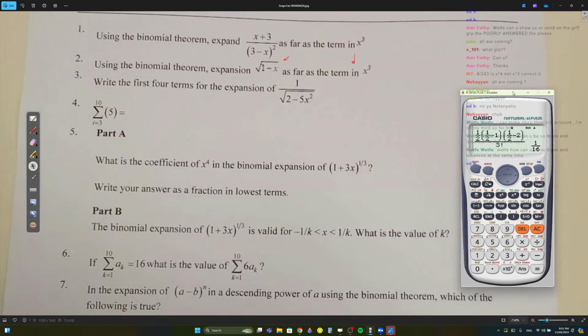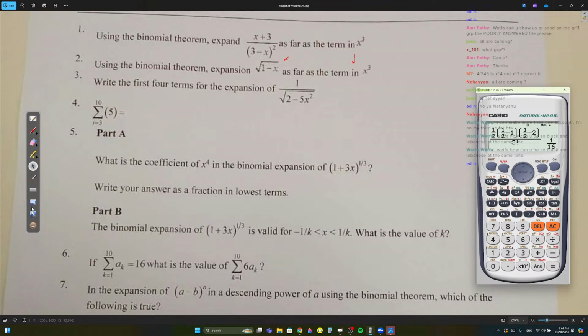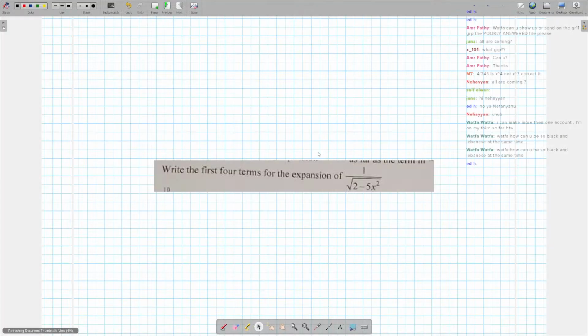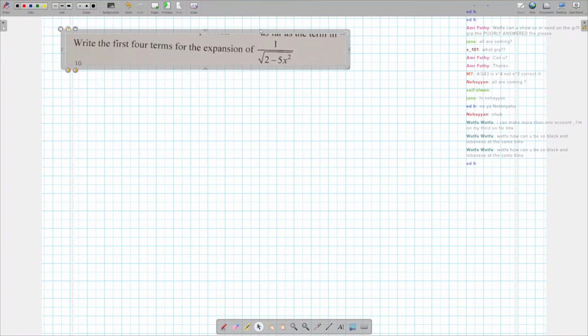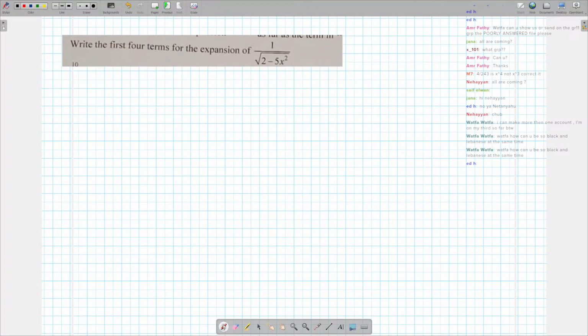Question 3, write the first 4 terms of this expansion. These are the easy ones. They're the quick expansions. And I like the negative and fraction powers more than normal. Write the first 4 terms of this expansion.